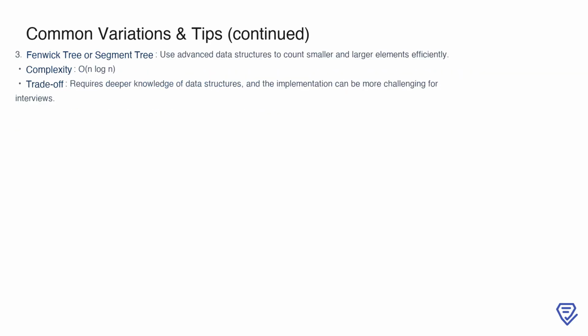For even greater efficiency, advanced data structures such as Fenwick trees or segment trees can be used. These structures allow you to count smaller and larger elements efficiently, reducing the time complexity to O(n log n). This approach is particularly useful for scenarios with stricter performance constraints.